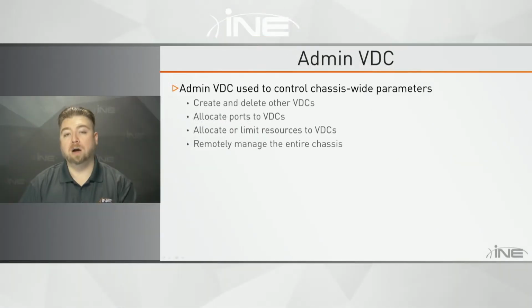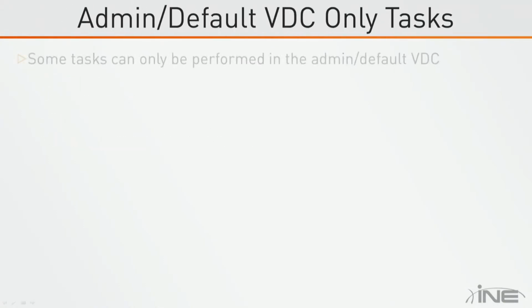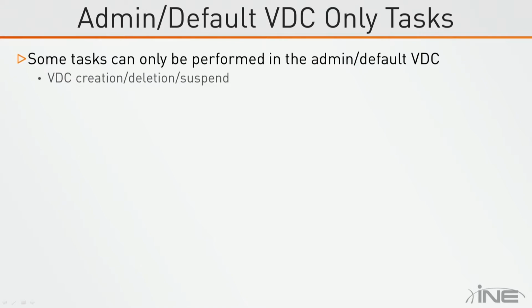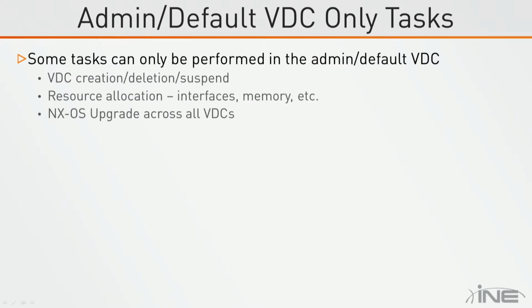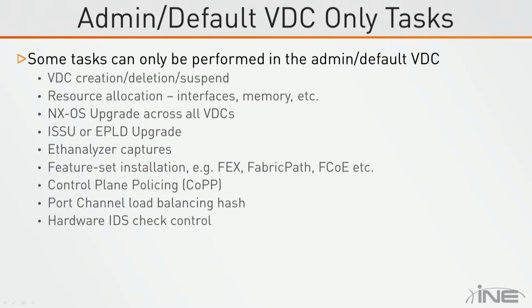So if you want to upgrade the code, for example, you would need to SSH in, telnet in, or console into the admin context, and the admin context is going to be in charge of all of these sub-user contexts. Some of the more specific things that you can do only inside the admin VDC, or the default VDC, would be to create the other contexts, but also a bunch of other things that relate to the chassis overall, like upgrading the code, installing a new feature, or changing the quality of service system-wide. That's going to be one change in the admin VDC, or the default VDC, that is then going to affect all of the sub-user contexts.